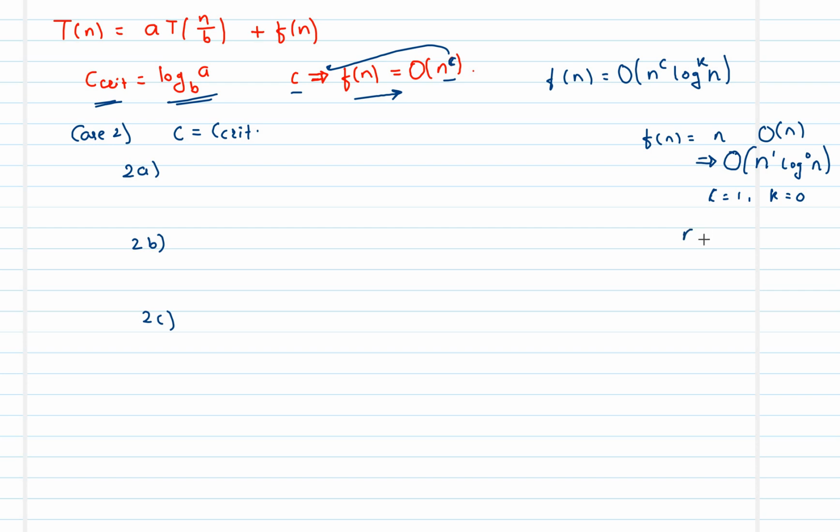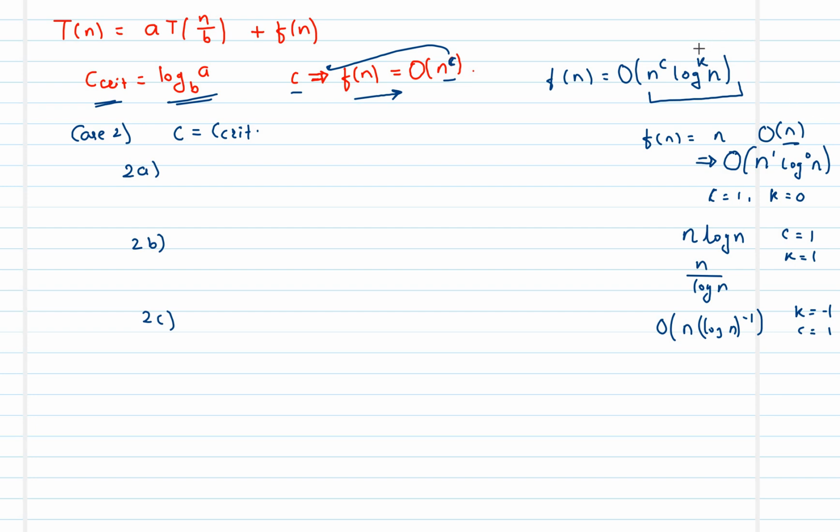What if I have f(n) equal to n log n? Then it is c equal to 1 and k equal to 1. What if n by log n? Then we will have big O of n times log n with a power minus 1, which is k equal to minus 1 and c equal to 1. So instead of representing f(n) just as big O of n, we have to represent it of the form n to the power c log n to the power k.